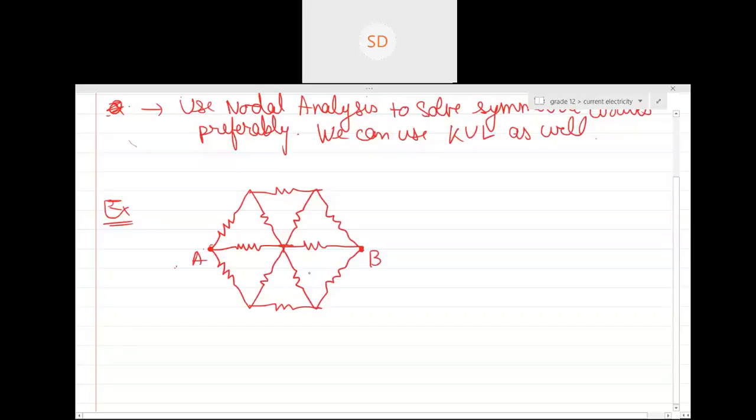Suppose, guys, this is your AB, and every resistance is R. Shall I make it a little bit bigger? Is it fine? I'll do it in the chat. So each resistance is R. Find the equivalent resistance across AB.